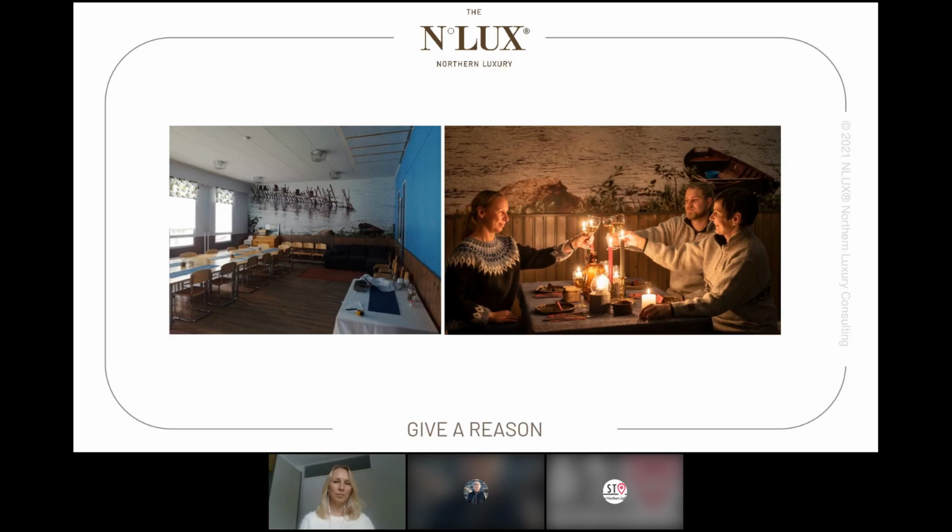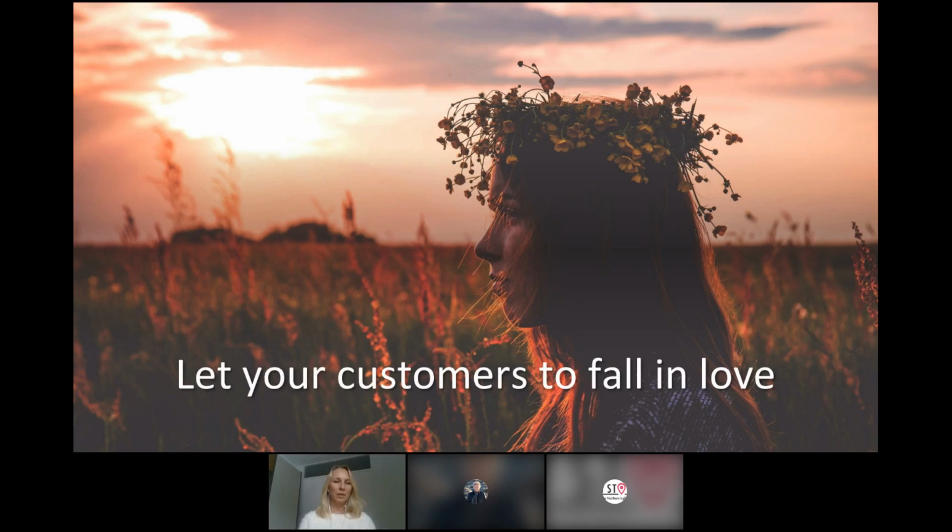And so as a wrap up, let your customers fall in love with your place. Let your customers feel it. It's really about the feeling. It's not about just having empty pictures as such. So it's more about adding something that makes them really push the button, book, and really like it.